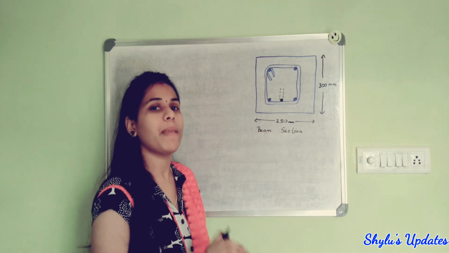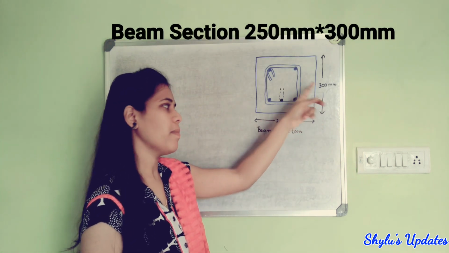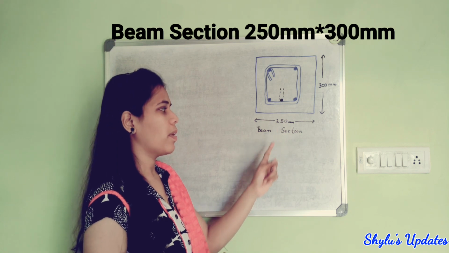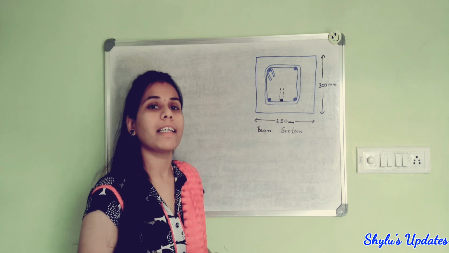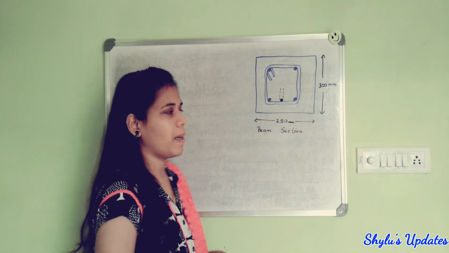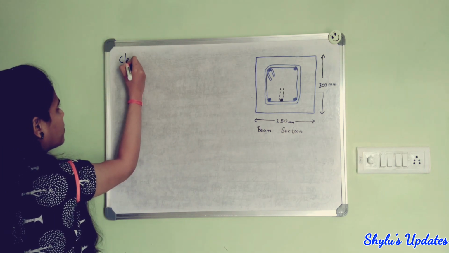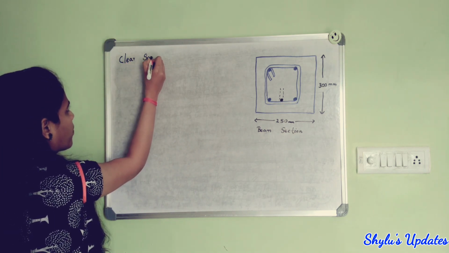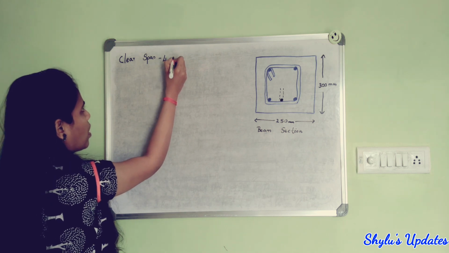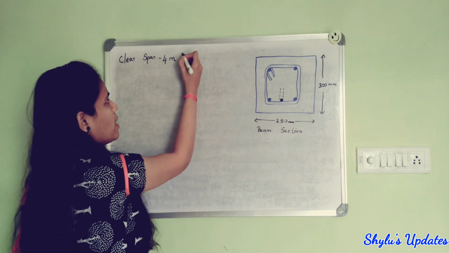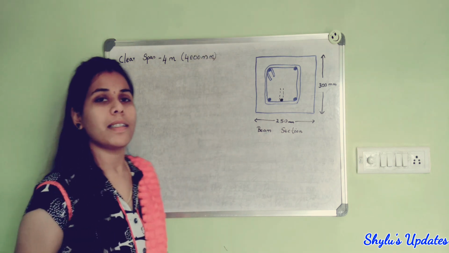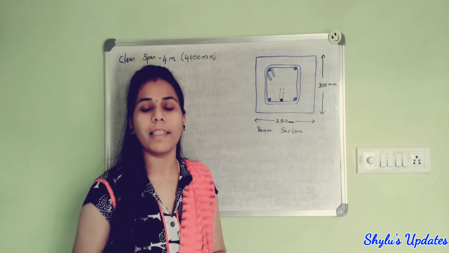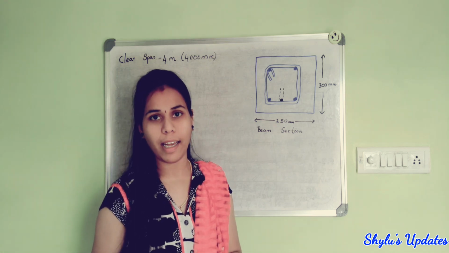Now let's see a small example. Consider a beam section whose depth is 300 mm and width is 250 mm. This is the beam section, and today we are going to see this example only. The clear span is 4 meter. Four meter means 4000 mm. Clear span is nothing but the length of the beam.